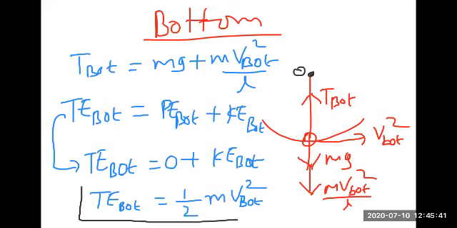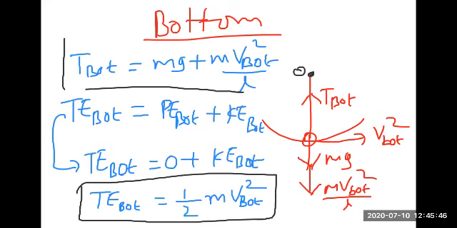So remember these two formulas: one about total energy at bottom, the other about tension at bottom. These two points are to be noted. If you remember these two points, we'll use them later. So I hope you are clear with the bottom idea. Now let us take the next situation, at the top.